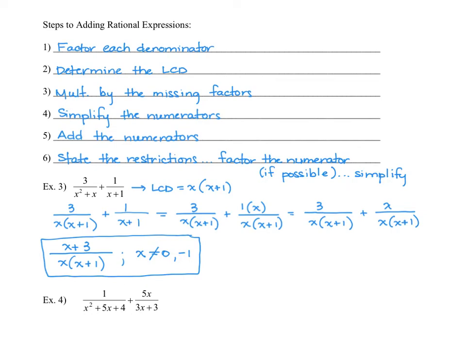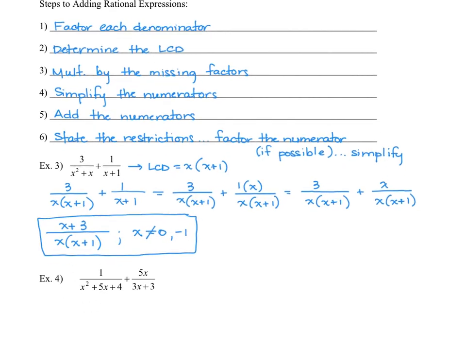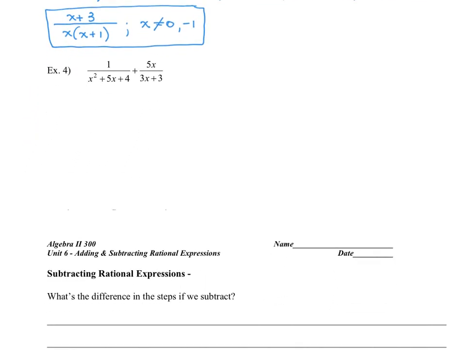If you want to follow along and have another example, let's take a look at example number 4. If you want to try and give it a shot on your own, pause the video and try it on your own and come back and see how you did. Again, the first step is to factor each denominator. So on the left-hand fraction, I can use sum product factoring, and I get x plus 1 and x plus 4. In the right-hand fraction, I have 5x and a GCF of 3 that leaves me with x plus 1.